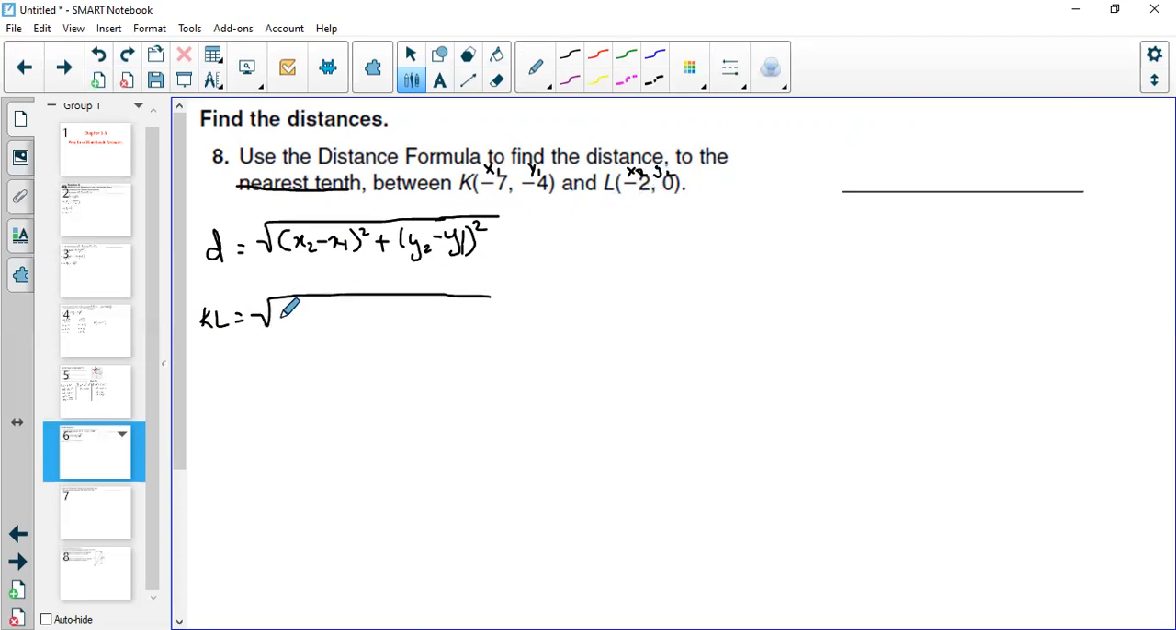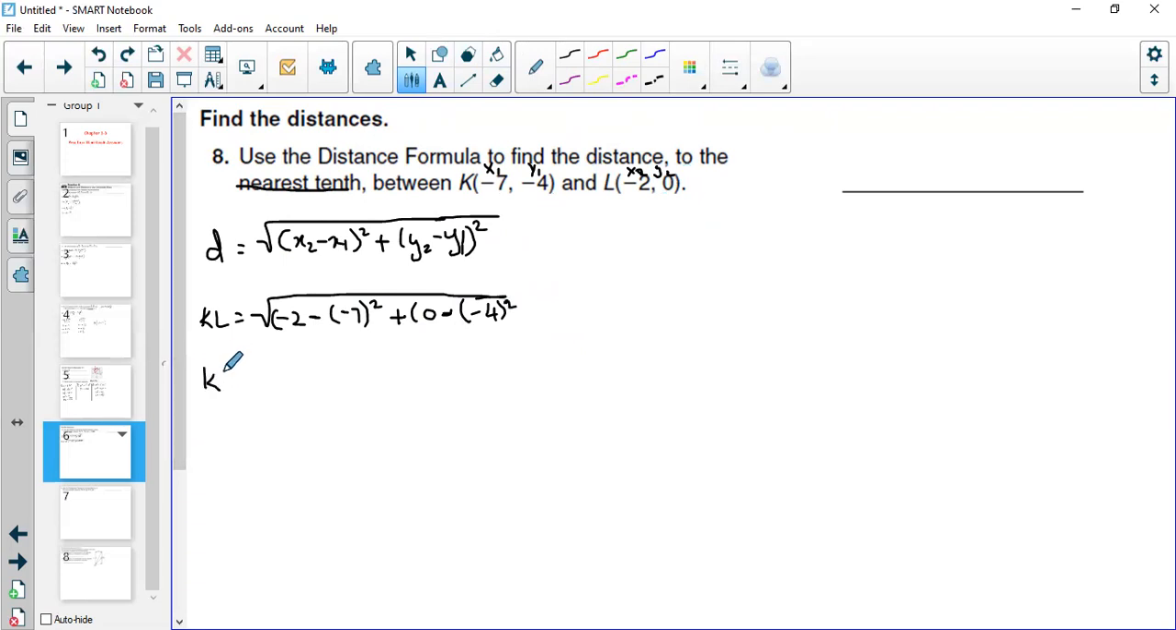x2 is -2. Then x1 is -7. So this negative is from the formula and this negative is from the coordinate. Plus y2 is 0 and y1 is -4. So this negative from the formula, this negative is from the number. It's going to be squared. Write it down here above the line. It's going to be squared.